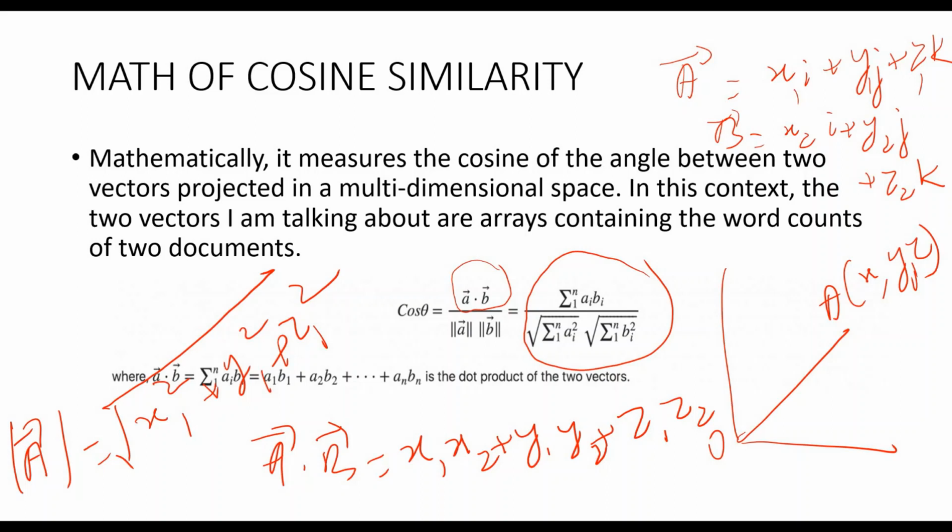So that is the math of cosine similarity. Mathematically, it measures the cosine of the angle between two vectors projected in a multi-dimensional space. In this context, the two vectors I am talking about are arrays containing the word counts of the two documents.